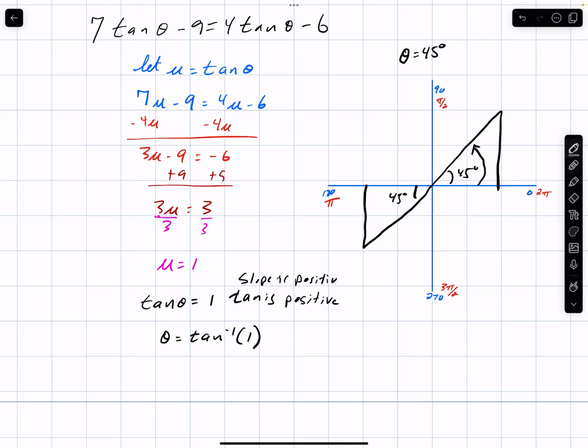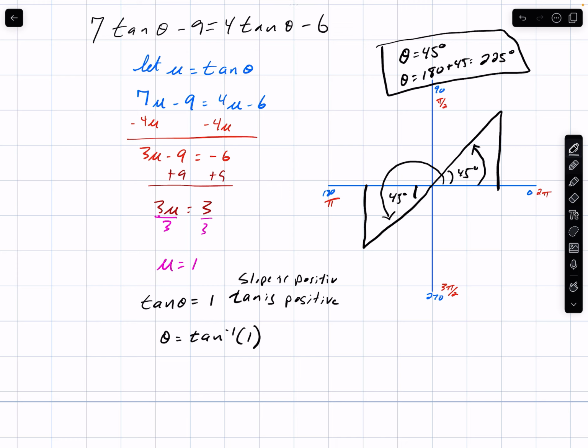But now if I look around the second quadrant, if I go up and around, I go past 180. And how far did I go past 180? Well, I went 180 plus 45, which is 225. So our two solutions for this, there are two solutions. One solution will be at 45 degrees, and then another solution is at 225 degrees.